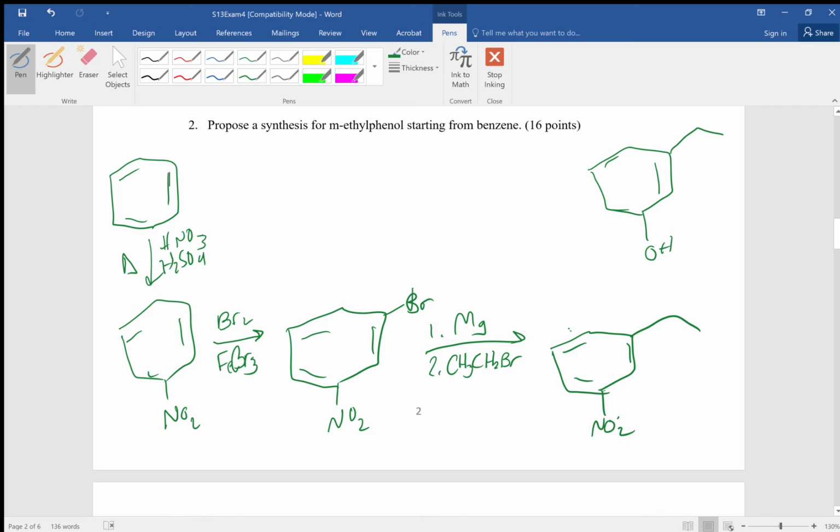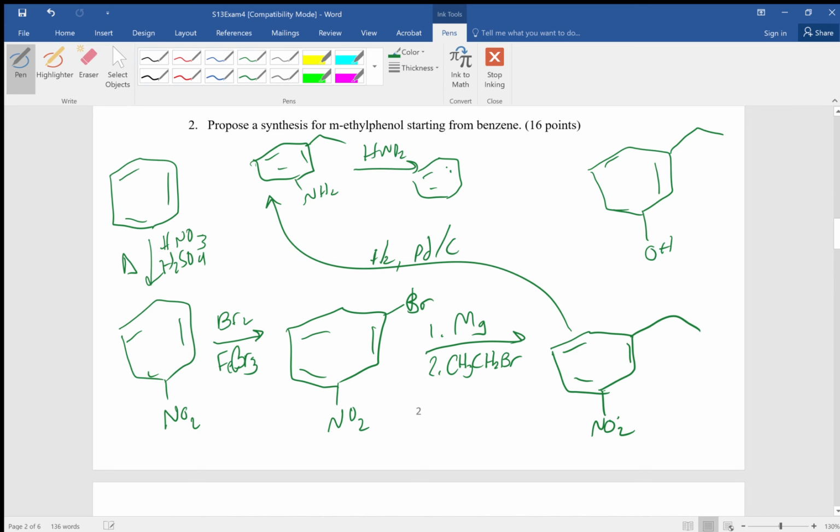From here, we can reduce the nitro group, convert it to the diazonium salt, and finally convert that diazonium salt to the alcohol. And that'll get us there.